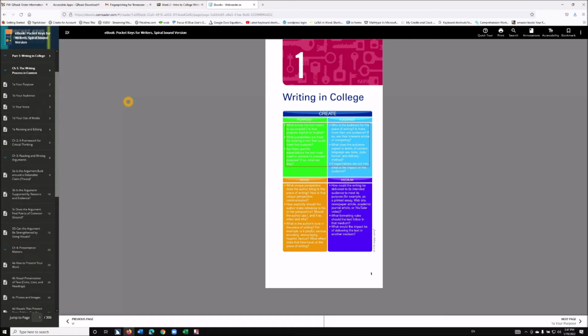At purpose, are there specific expectations the text must meet to achieve its intended purpose? If so, what are they? Who is the audience for this piece of writing? You can continue down arrow. Is there more than one audience? If so, are their interests similar or competing? What does the audience expect in terms? This also comes up on your braille display, which is really nice, but you may want to go ahead and try out the voice of the book.